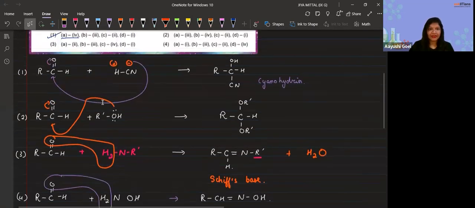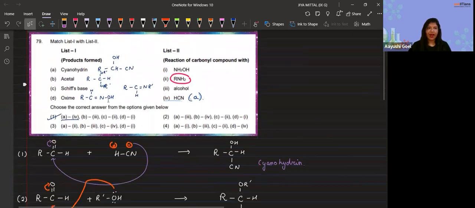So in this case, we can see that the cyanohydrin is produced by HCN, the acetal is produced by the alcohol, the Schiff base is produced by the primary amine, and the oxime is prepared by NH2OH. I hope you understand this concept clearly.